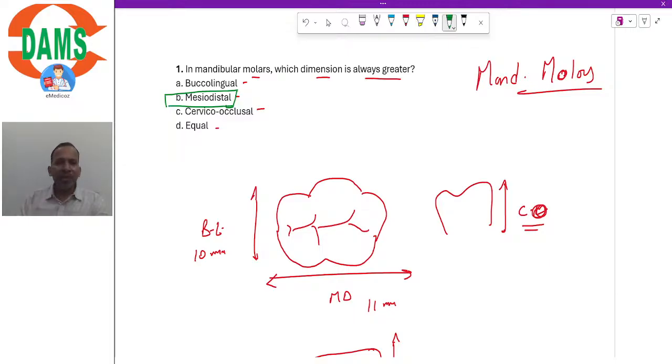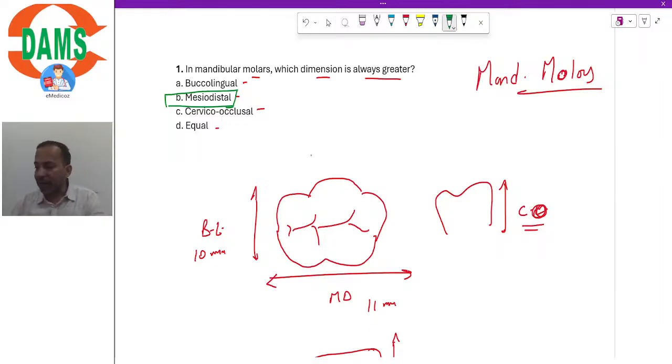Can you please try to participate, right? Whenever we are going to a question, please try to participate, please try to answer. गलत हो सही हो कोई दिक्कत नहीं है, ठीक है? Try to participate, try to answer. तो यहाँ पर क्या है, जो mesiodistal dimension है, that is greater than the buccolingual dimension.